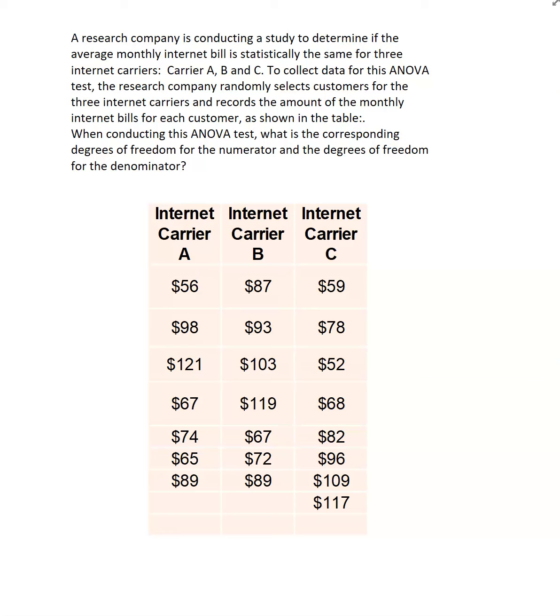But just for our understanding, I just want to discuss the factor and the response variables. The factor here would be the independent variable, and the independent variable is the carrier type, the different carrier types, right? So that will be an independent variable. And our dependent variable would be the amount of the monthly internet bills, because that's the dollar value and that is numerical. Okay. All right, now let's get to the problem.